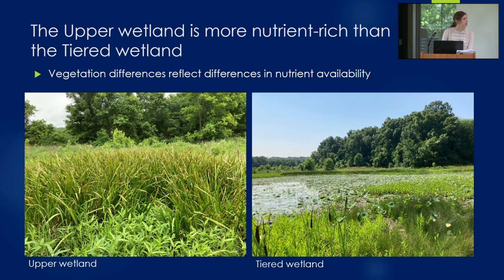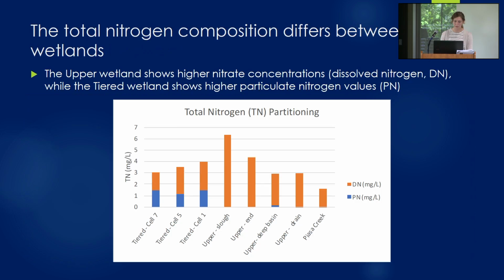This nutrient-enriched status of the upper wetland is reflected in the vegetation status. If we look at the photo on the left for the upper wetland, we see that it is far more densely vegetated than the wetland on the right, which is more sparsely vegetated. And this again just reflects the availability of those soluble forms of phosphorus and nitrogen.